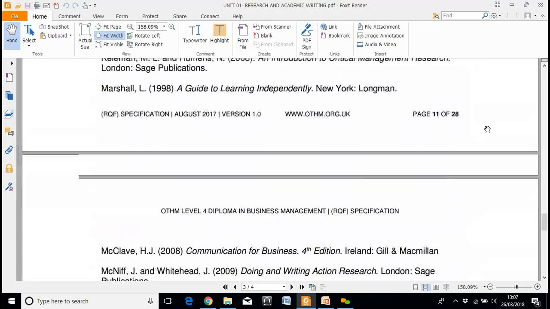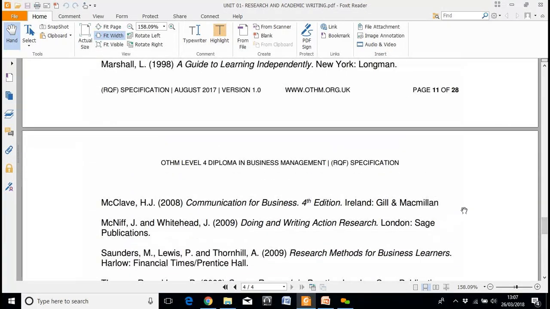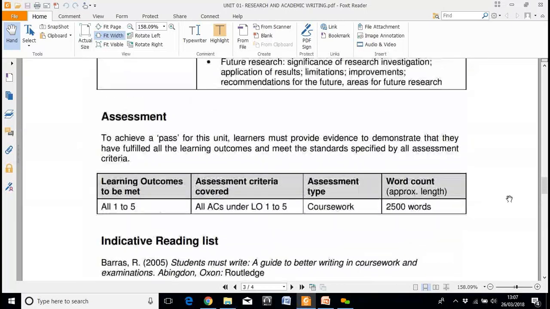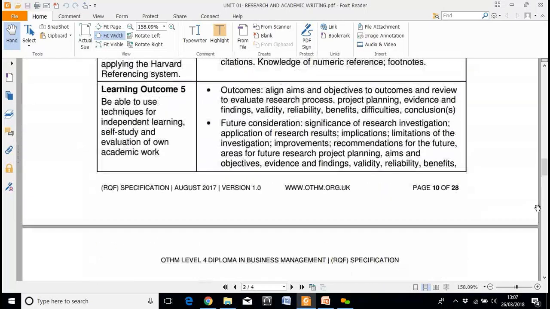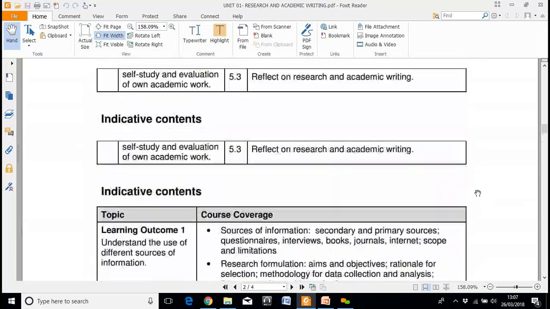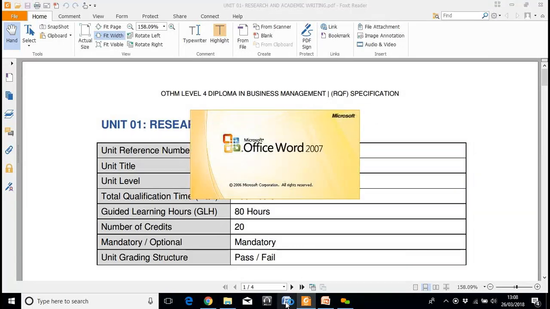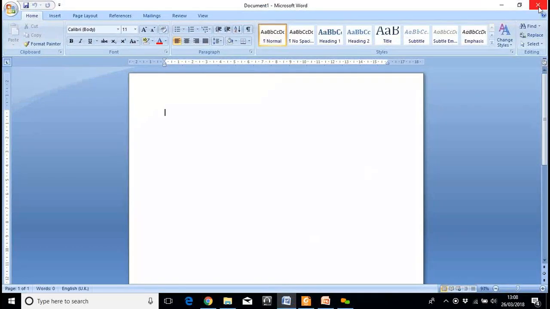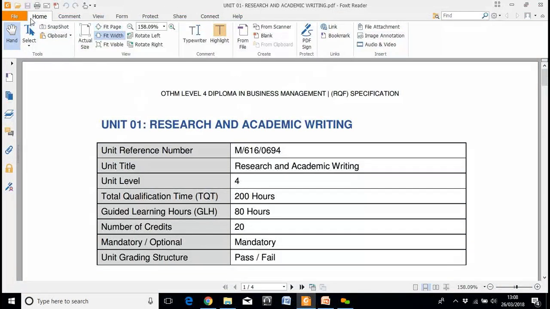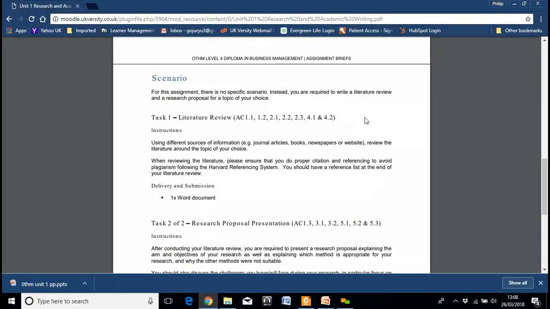So you've now got a reading list on the bottom of there. And I want to pick up that other one as well, which I just had up before, Unit 1. Oh, it's not come up. Just a second. There we are.